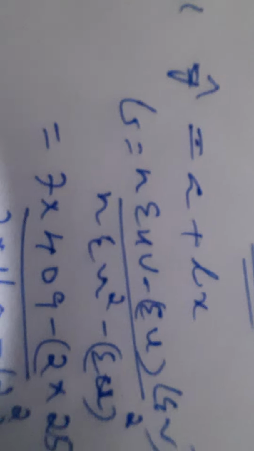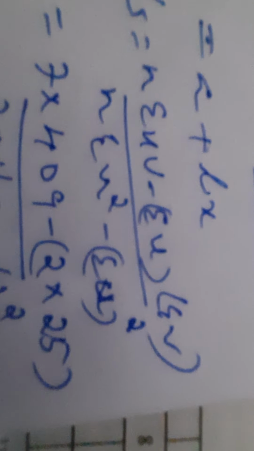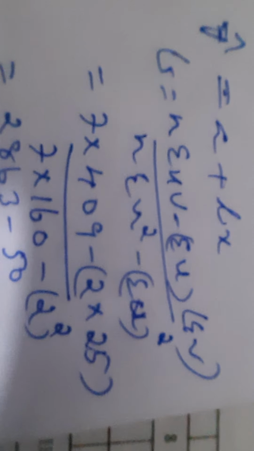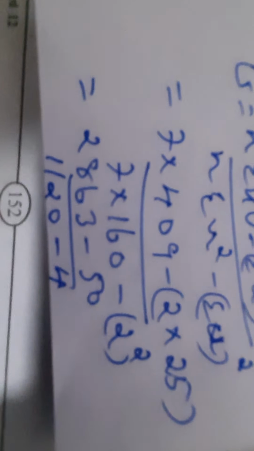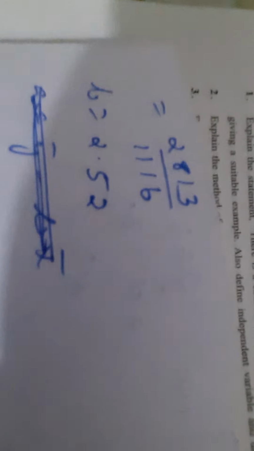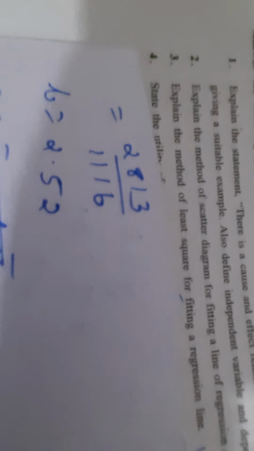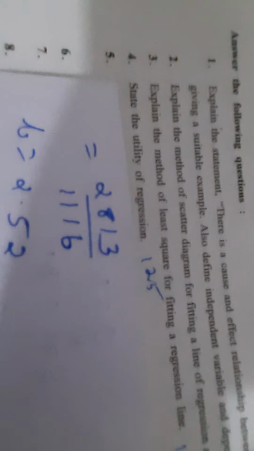So what do we do? Y cap is equal to a plus bx, we don't want that, but B is equal to n sigma uv minus sigma u sigma v upon n sigma u squared minus sigma u all squared. When you develop it, we will get 2813 upon 1116, that is 2.52. So we got B as 2.52.